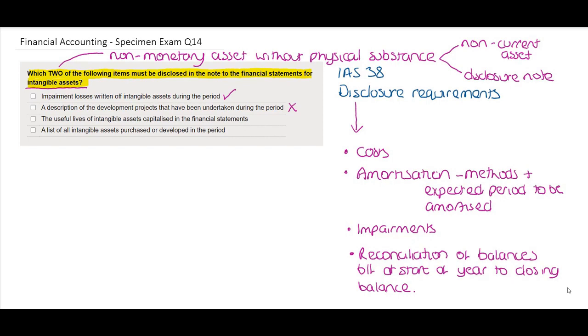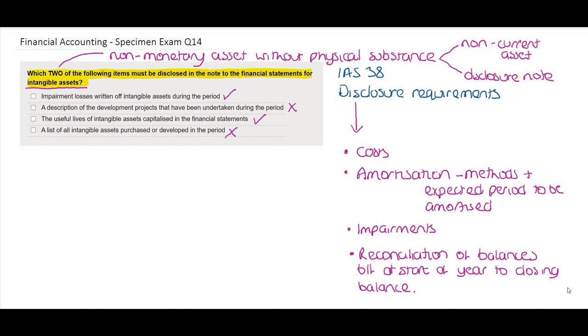This is something we would expect to see in our disclosure note, stating how long the intangible assets are going to be amortized. And then finally, the last statement is a list of all intangible assets purchased or developed in the period. This is the breakdown of the information that would be disclosed in the financial statements, and it is unnecessary to have that much detail included.